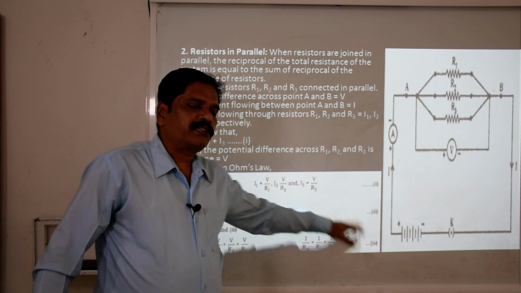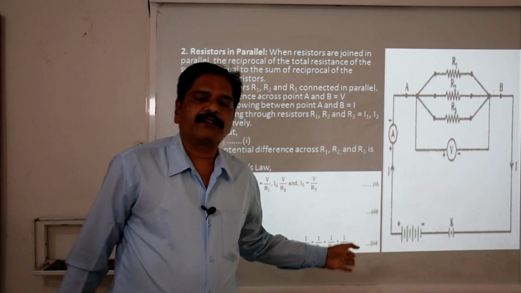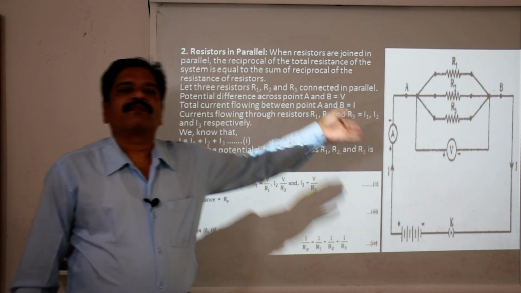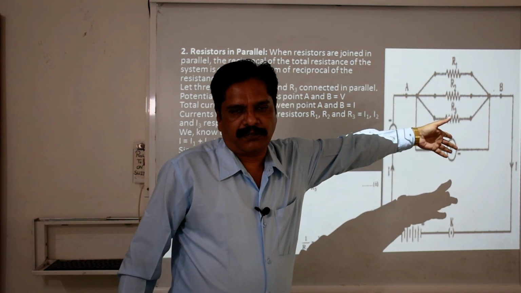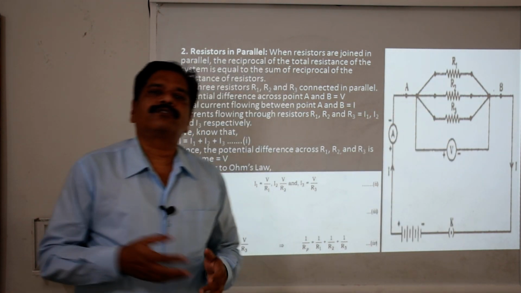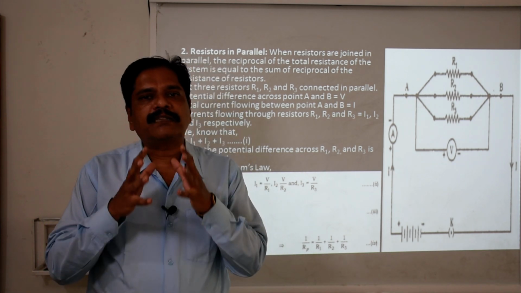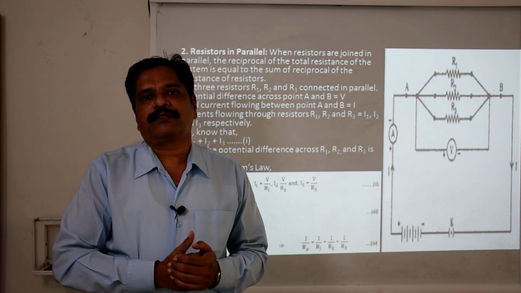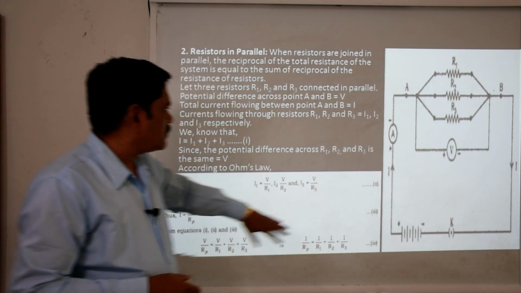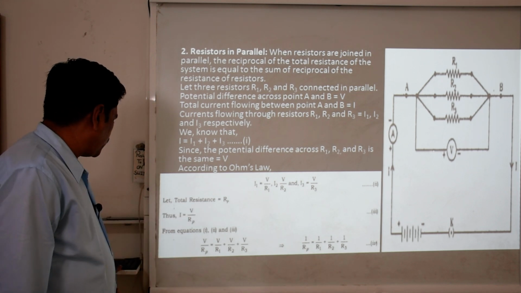So 1 upon Rp is equal to 1 upon R1 plus 1 upon R2 plus 1 upon R3. What are R1, R2, R3? The three different resistances offered by these three resistors. So when you want to find the total resistance of the circuit when the resistors are arranged in a parallel fashion, this formula should be applied, and we can find it, clear?